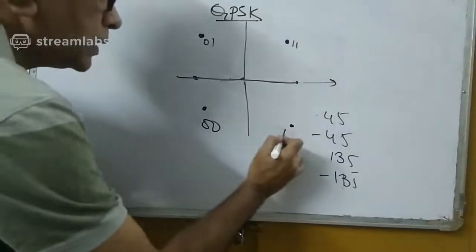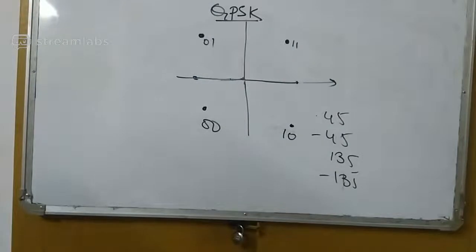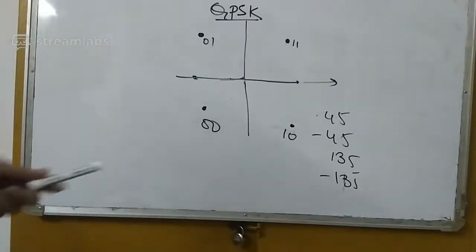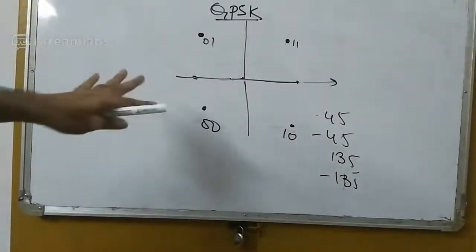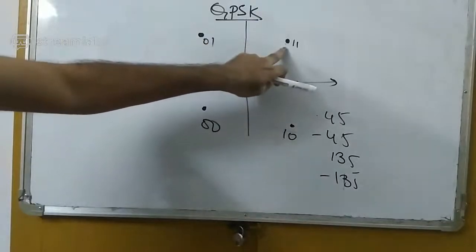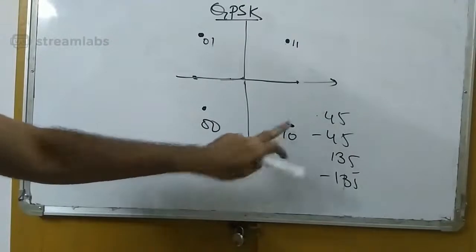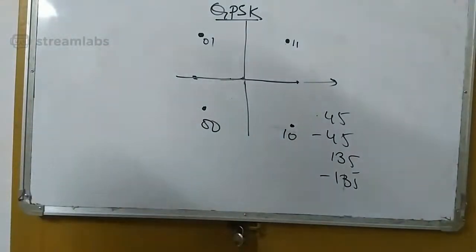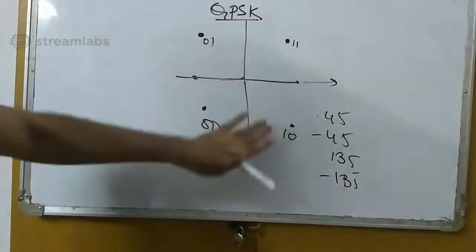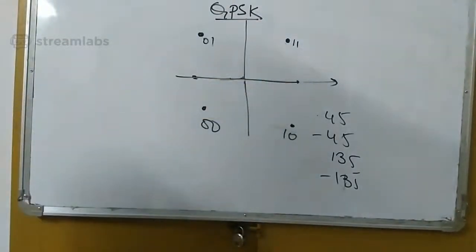This I am going to call 1 0. So this representation is representing 4 signal elements. This is one phase component, this is the second phase component, this is the third one, this is the fourth one. Like this, I have four different phase components which are representing my bits. So these are my four signal elements.